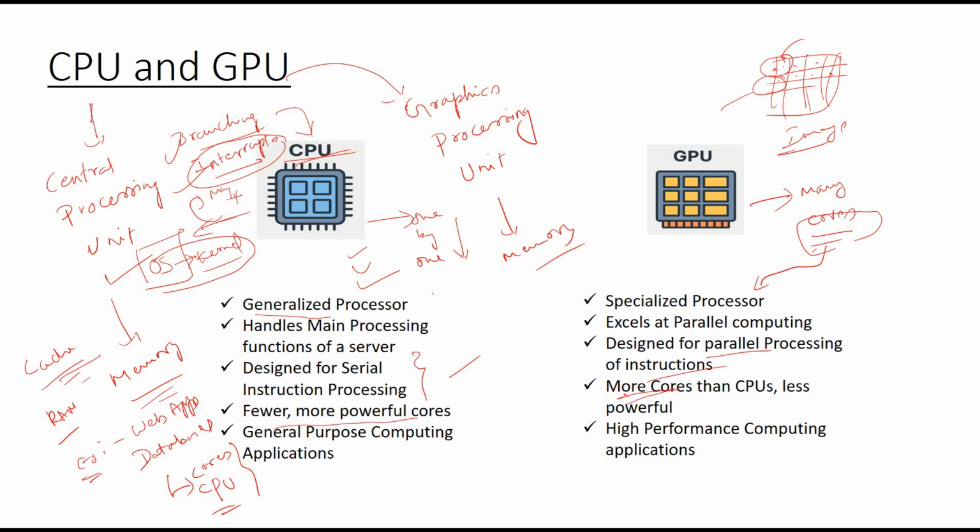So this GPU contains many cores, and these cores are designed for parallel processing of instructions. That means it follows SIMD, single instruction on multiple data. So a single instruction will be applied to multiple data points, which will be processed by many cores at the same time. So the applications would be wherever we need parallel processing of data, for example high performance computing applications like machine learning, artificial intelligence, and so on.